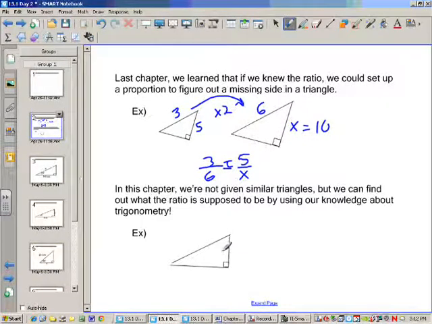Now in this chapter, we're not given similar triangles, but we can find out what the ratio is supposed to be by using our knowledge of this thing called trigonometry. That's what we get from sines, cosines, and tangents. So what we can do is say if this angle is 35 degrees.